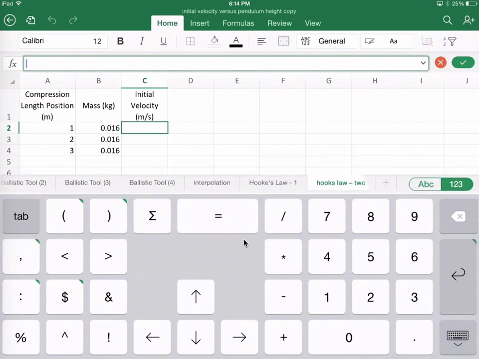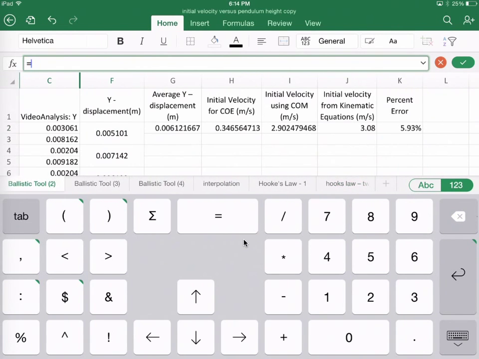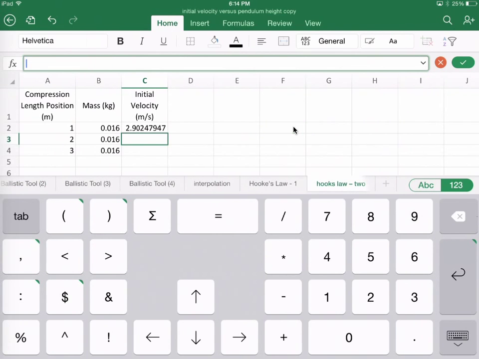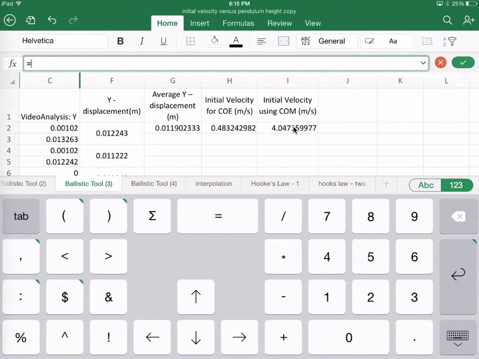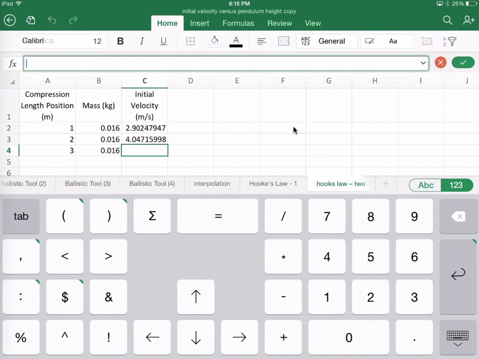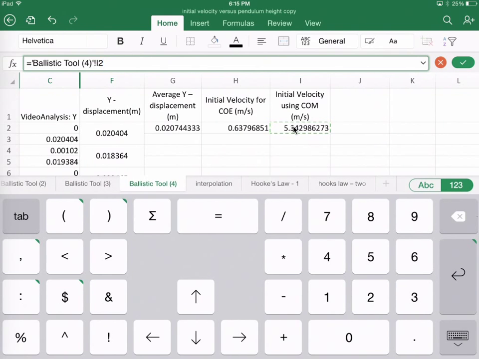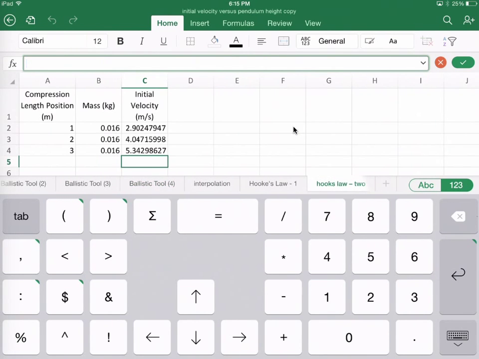Here we go. I'll go to 1, 2, 3, say equals, go to ballistic tool number 1 and select my initial velocity using the conservation of momentum, then hit return. I'll do that again for ballistic tool number 3, and there's our velocity, return. And one last time for ballistic tool 4, and here's the velocity using the conservation of momentum, and there we go.